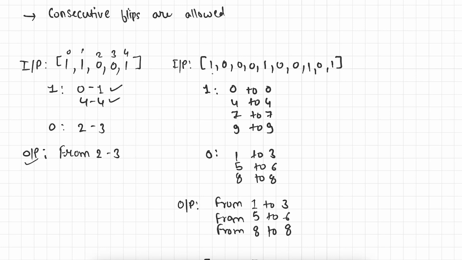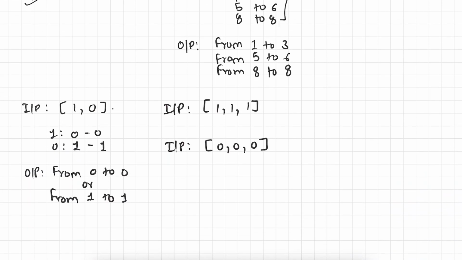Let's see the next example. Here the array is given as 1 0 0 0 1 0 0 1 0 1. Now if we consider ones, we have to flip 0 to 0, 4 to 4, 7 to 7 and 9 to 9, because the 1s are present at index 0, 4, 7 and 9. But if we consider zeros, then we have to flip only 3 times, from 1 to 3, then from 5 to 6 and from 8 to 8. And the minimum of both is 3. So at minimum we need 3 consecutive flips to make all the elements the same.